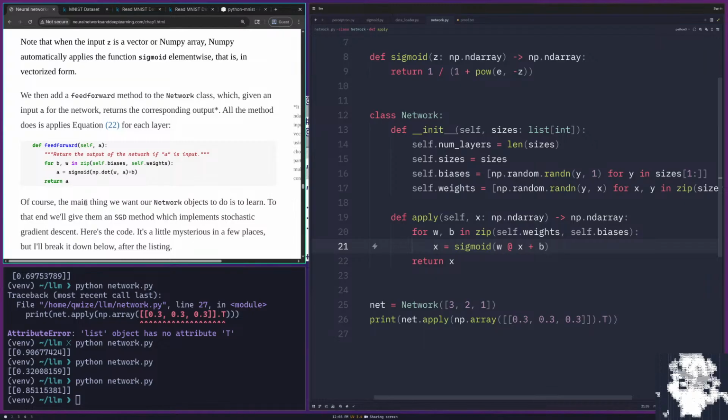Okay, of course the main thing we want our network to do is learn. To that end, we'll give them an SGD method which implements stochastic gradient descent. Here's the code. It's a little mysterious in a few places, but I'll break it down below after the listing.